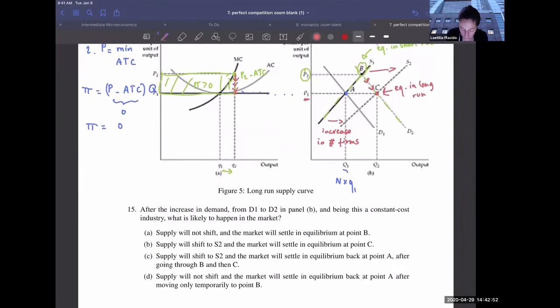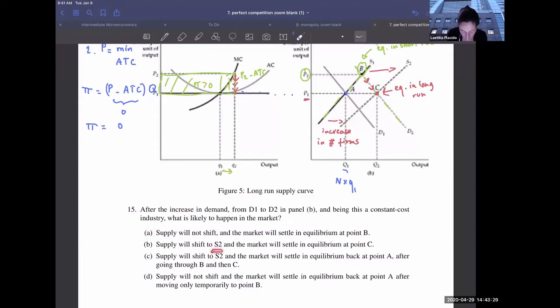All right. So if we look at our options here, option A says, supply will not shift and the market will settle in equilibrium at point B. Okay, so that's not true, because in the long run, you allow firms to enter and exit the market. So we know that firms are going to enter the market because there are positive profit opportunities on that market. So that's not correct.